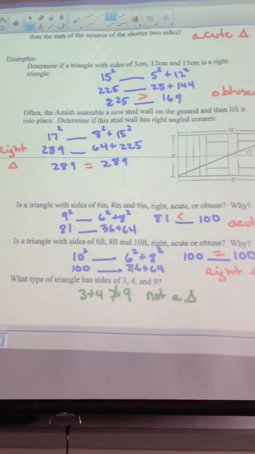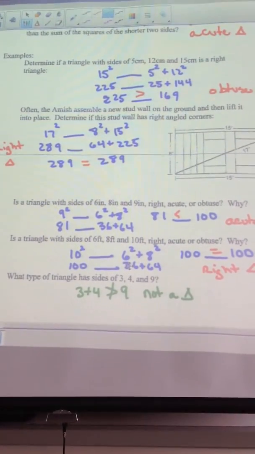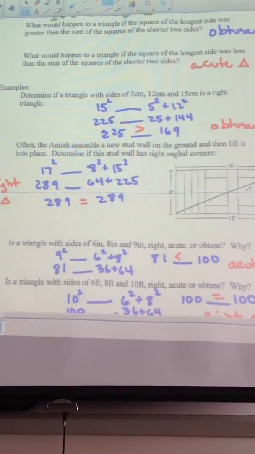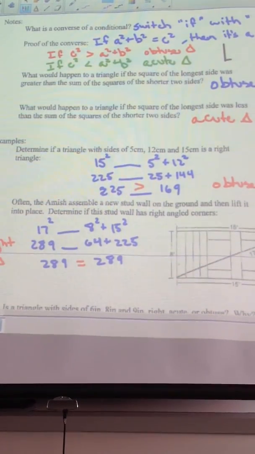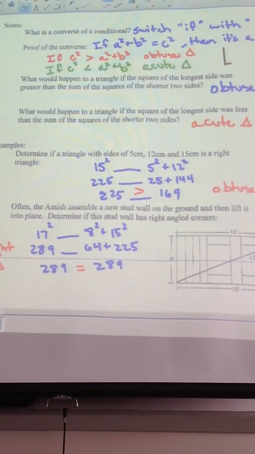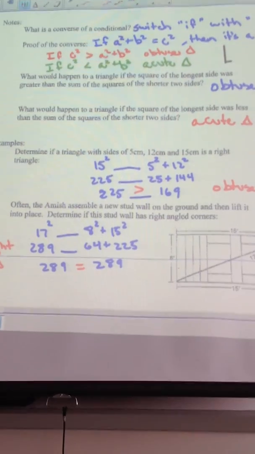So today's concept, you are plugging into the Pythagorean theorem. If it works, you have a right triangle. If it does not work and that longest side comes out bigger, you have an obtuse triangle. And if that longest side comes out smaller, you have an acute triangle.